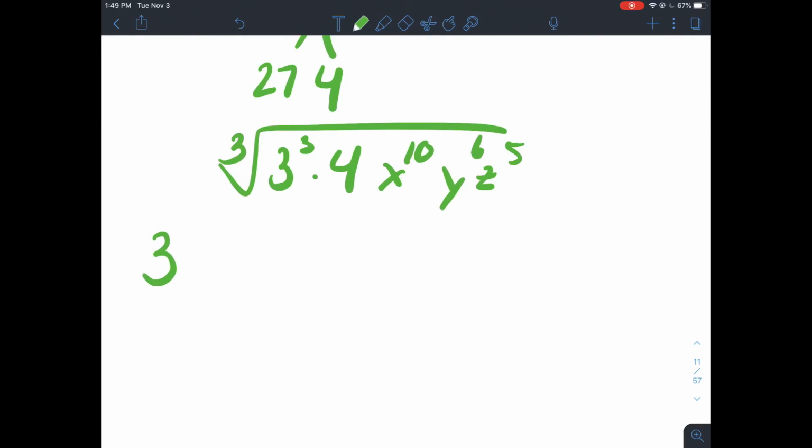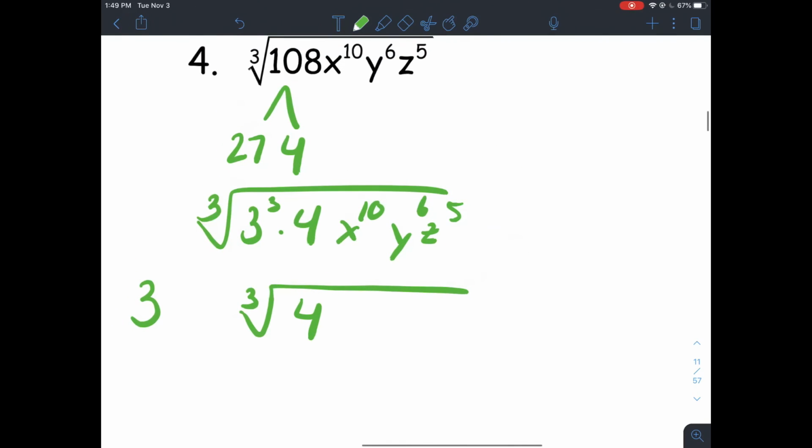We're going to take our 3 out. Our 4 needs to stay on the inside. We're going to do 10 divided by 3. So that tells us we can take out 3 of them. And we've got 1 remainder, so 1's going to stay in there.